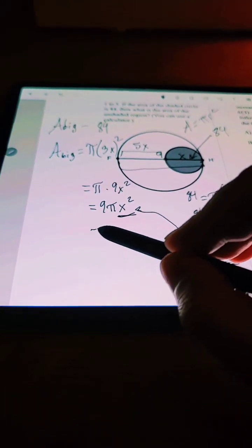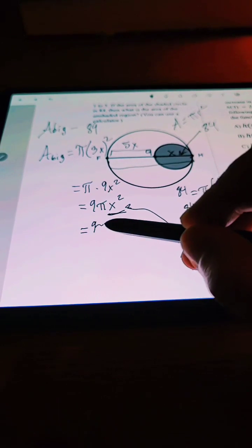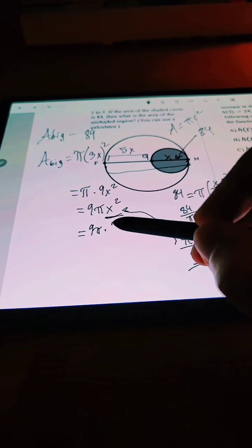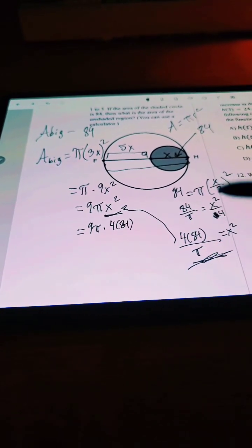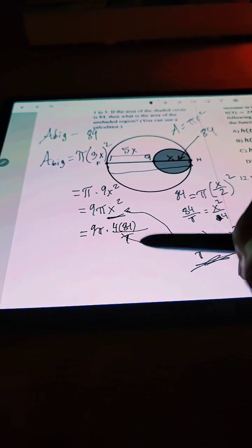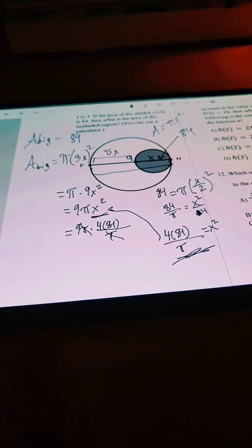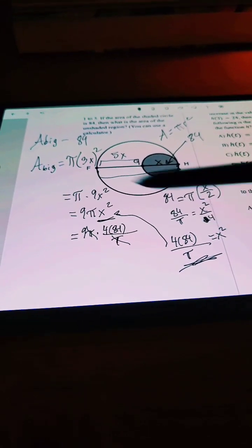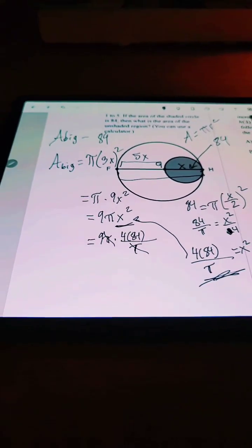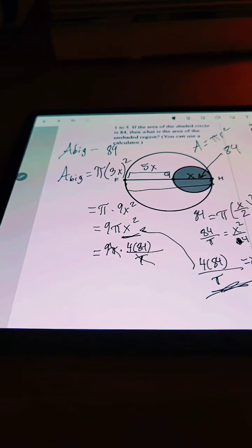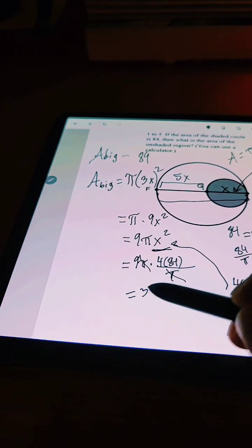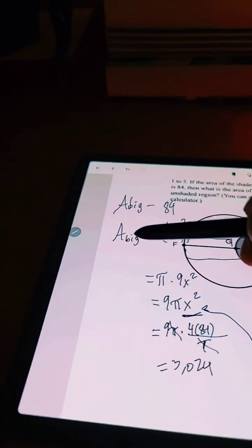So this would just be 9 pi times 4 times 84 over pi. Then I can cancel out the pi's easily. So then I just have 9 times 4 times 84. Let me just do that in my calculator because I don't feel like doing that right now. So let's do 9 times 4 times 84. That's going to be 3,024 is the area of the big.